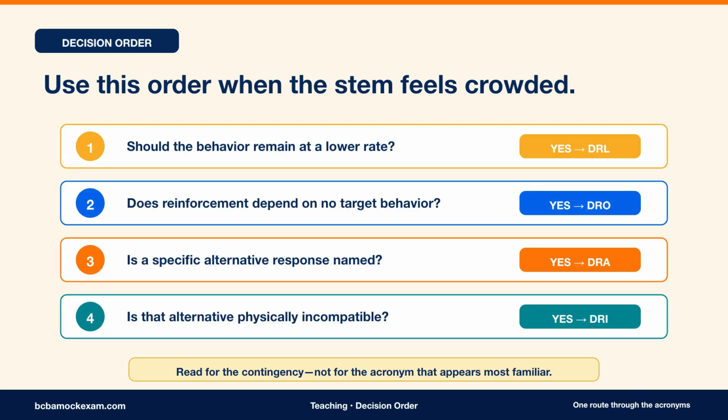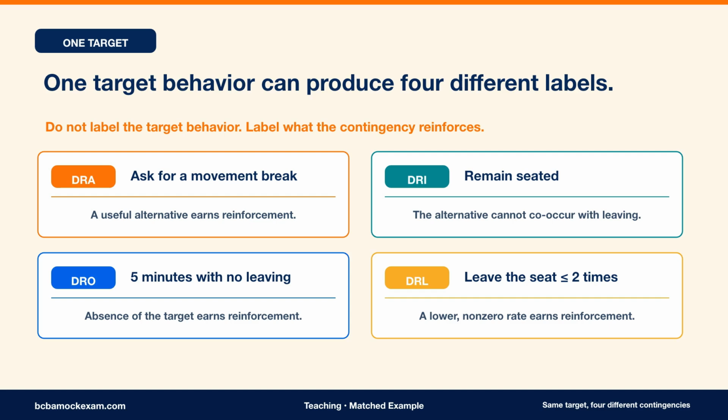For a crowded stem, use this order. If the same response should remain at a lower level, consider DRL. If reinforcement requires target absence, consider DRO. If a specific alternative earns reinforcement, consider DRA. Then ask whether that alternative is physically incompatible, which makes DRI more specific. The same target can produce 4 labels because the contingency changes.